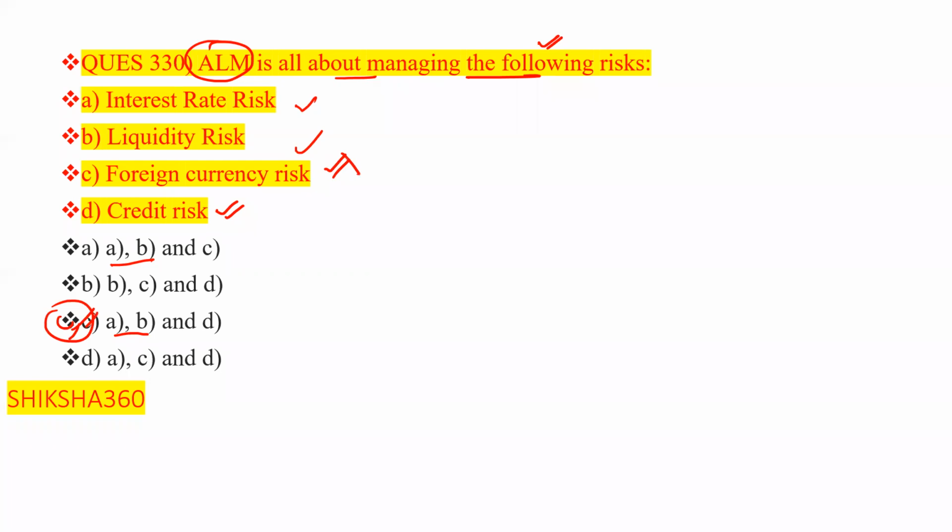Because in the book it is also mentioned that it involves risk caused by changes in the interest rate, exchange rate, credit risk, and liquidity position. Exchange rate also comes under that. So according to me, all four are correct here.